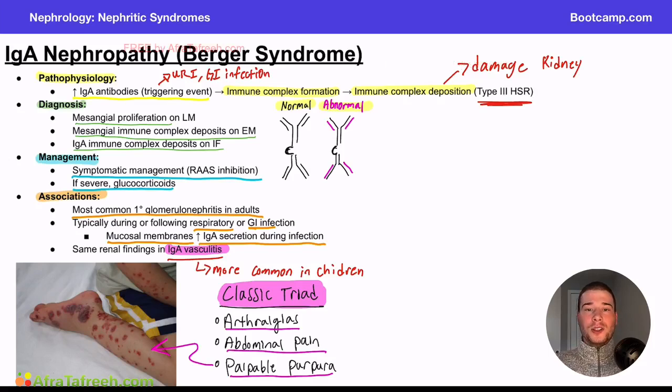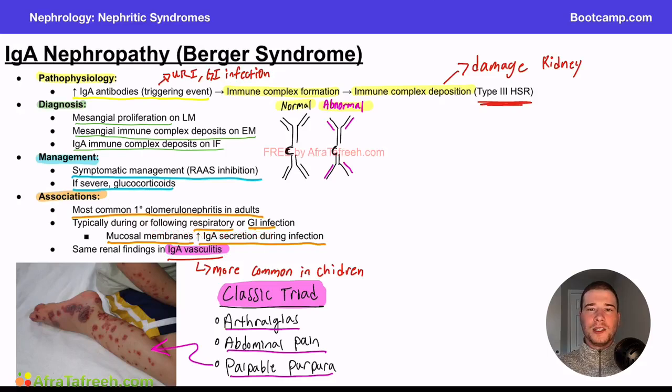But you can see here there are some classic findings that are different than we would see in a true IgA nephropathy. In IgA vasculitis, we're going to typically see it in a younger patient, and I think one of the key clinical findings is this exam finding of palpable purpura. This is not something we would expect to see in IgA nephropathy by itself.